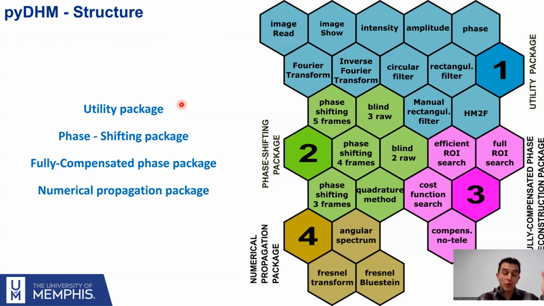For this reason, we propose the creation of PyDHM, a Python library for developing different tasks focusing on DH and DHM. The Python library PyDHM is composed of four packages: utility, phase shifting, fully compensated, and numerical propagation. This is the general structure of the library. I'm going to explain each package right now.